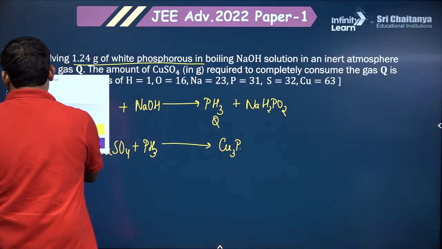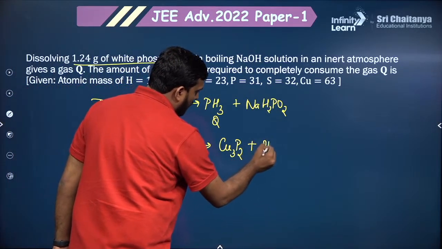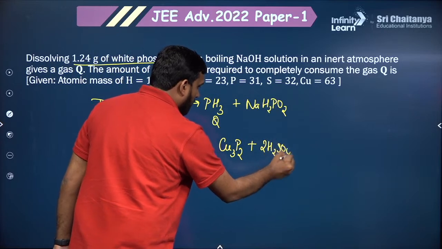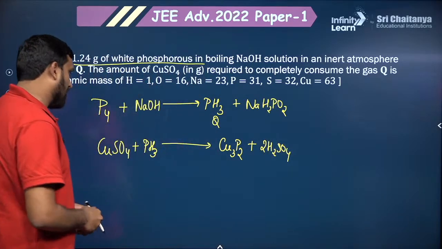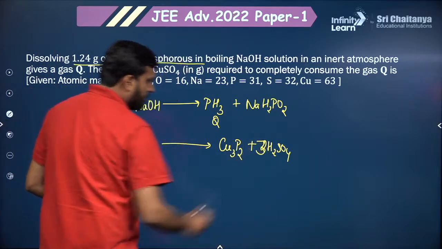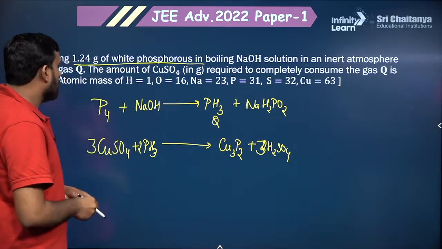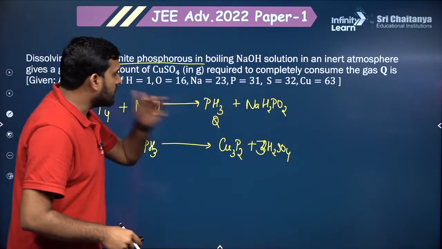Okay, it will be this along with the release of H2SO4. I haven't seen whether the reaction is balanced or not. So 2 is required here, so it will be 3 actually, 3 and then 3 on this side. So this is balanced. Now look into the above reaction whether this is balanced.